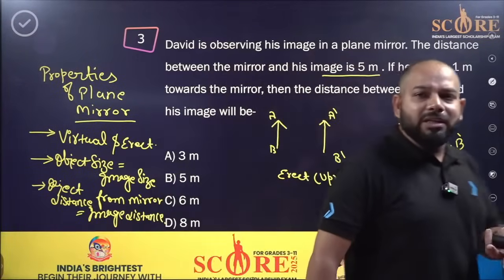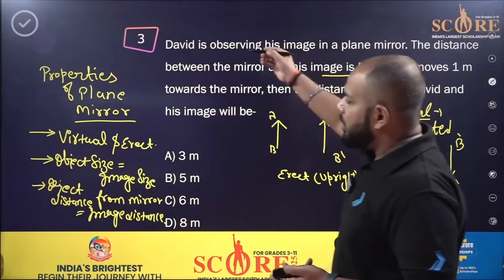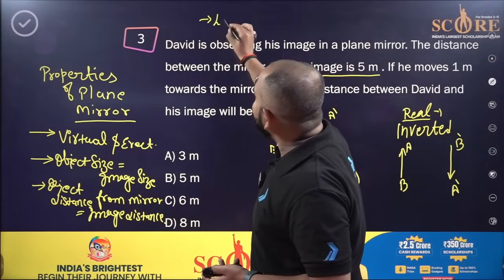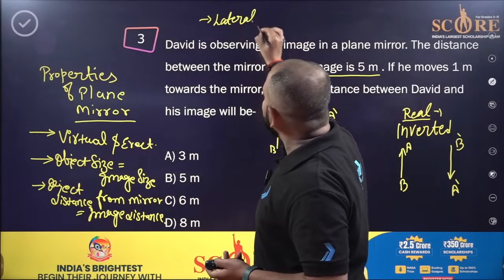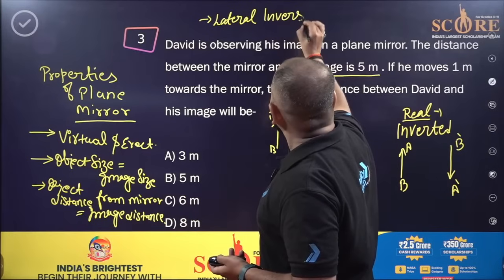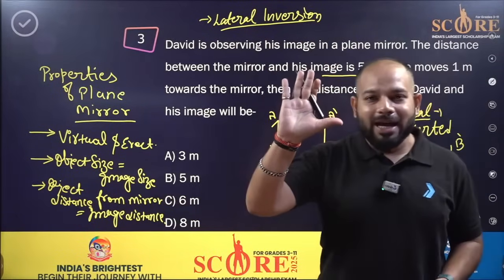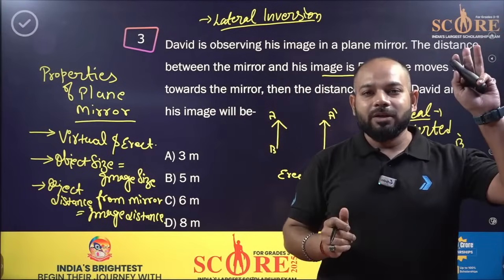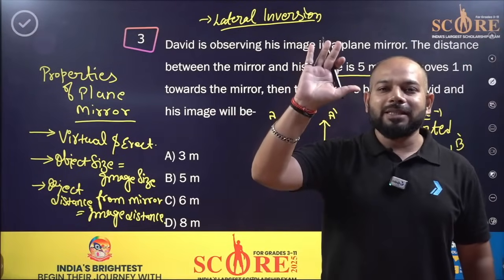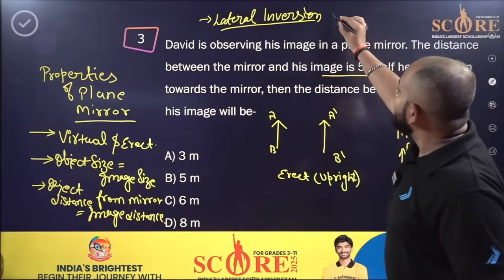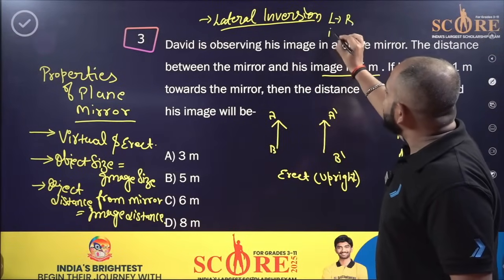And another one, the last one, is called lateral inversion. I'm writing it here: lateral inversion. Lateral inversion means if I'm showing you my right hand, it will be visible as the left, and if I'm showing the left, it will be visible as the right. So left seems to be right and right seems to be left.